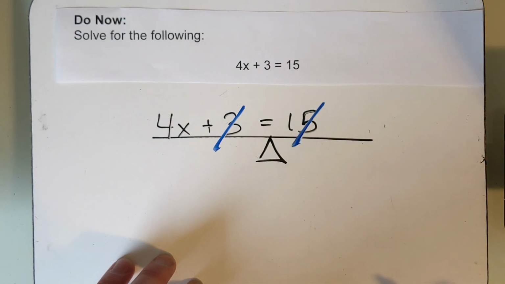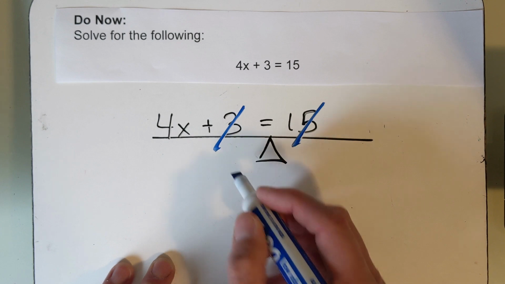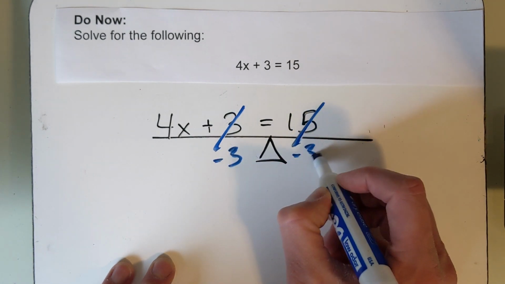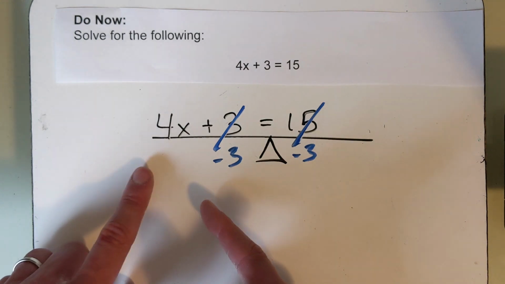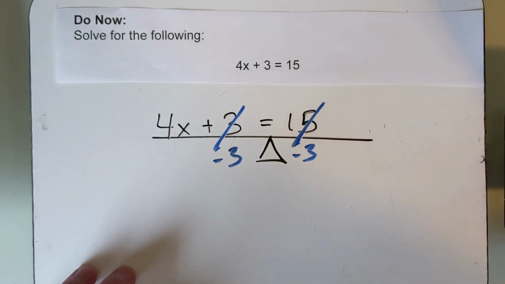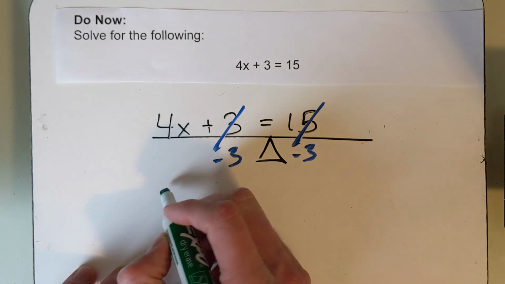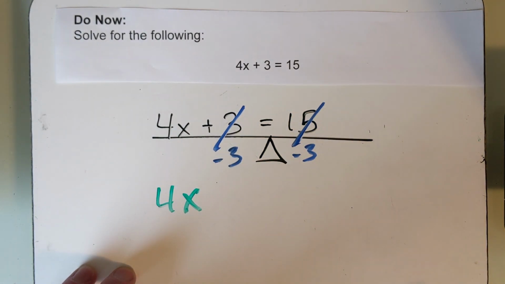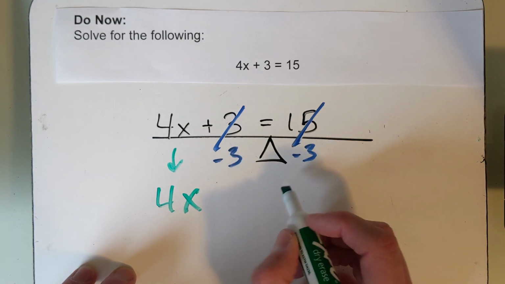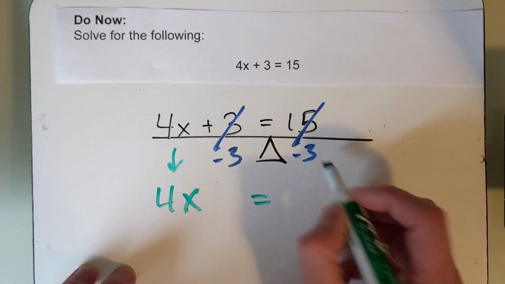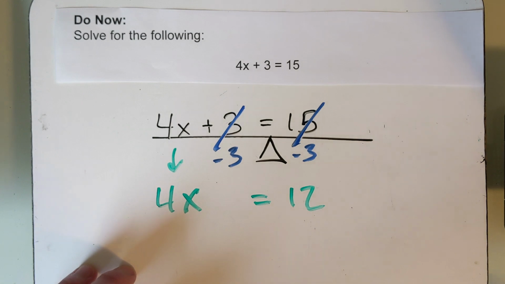So we're going to go ahead and take 3 away from here, and we're going to take 3 away from here. If we take 3 away from this side, so we have our minus 3 and our minus 3, we're going to have 0 over here, but we'll have this 4x. We're going to bring down our 4x, and I'm actually going to change that color. So we have 4x, right? That just got brought down. No more numbers is equal to 15 minus 3, which is going to give us 12.